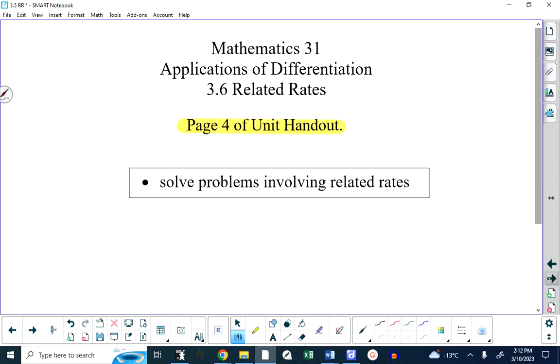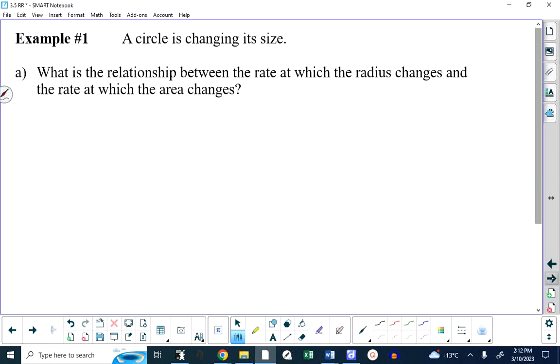So we're going to be solving problems that involve what are called related rates. And related rates are exactly what they sound like. They are rates that are related to each other. Okay? We're going to dive right in.